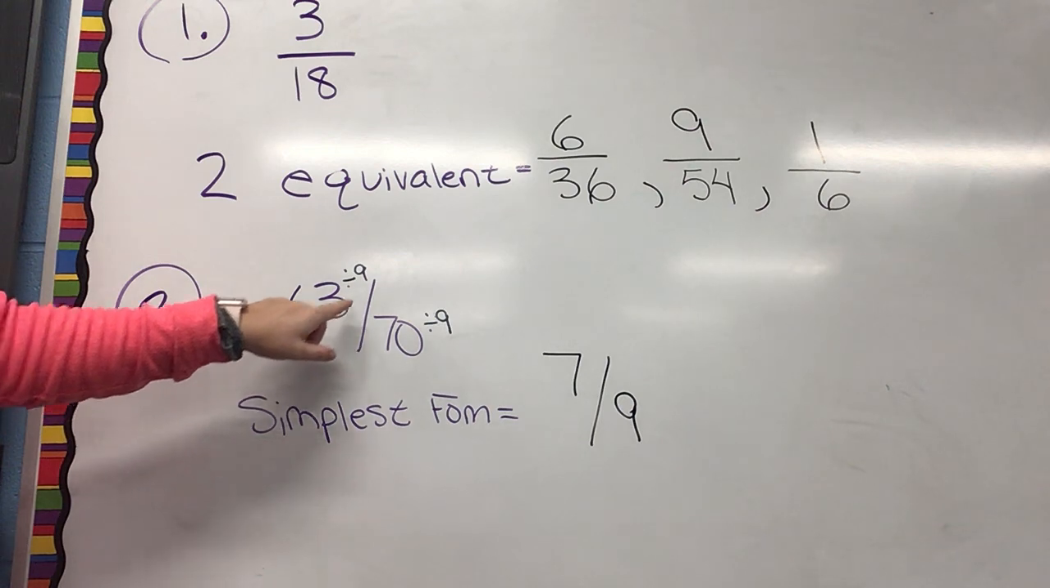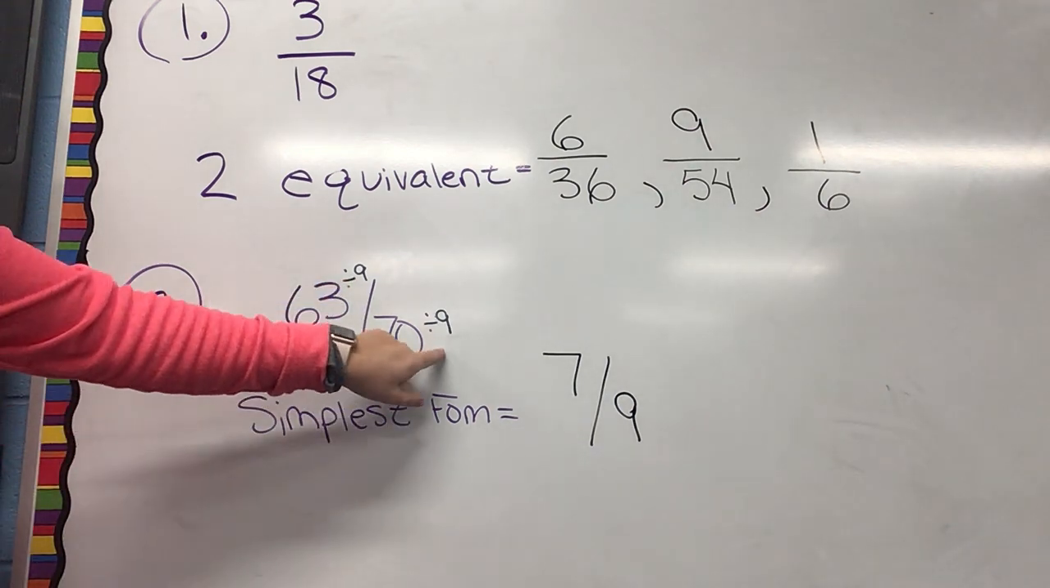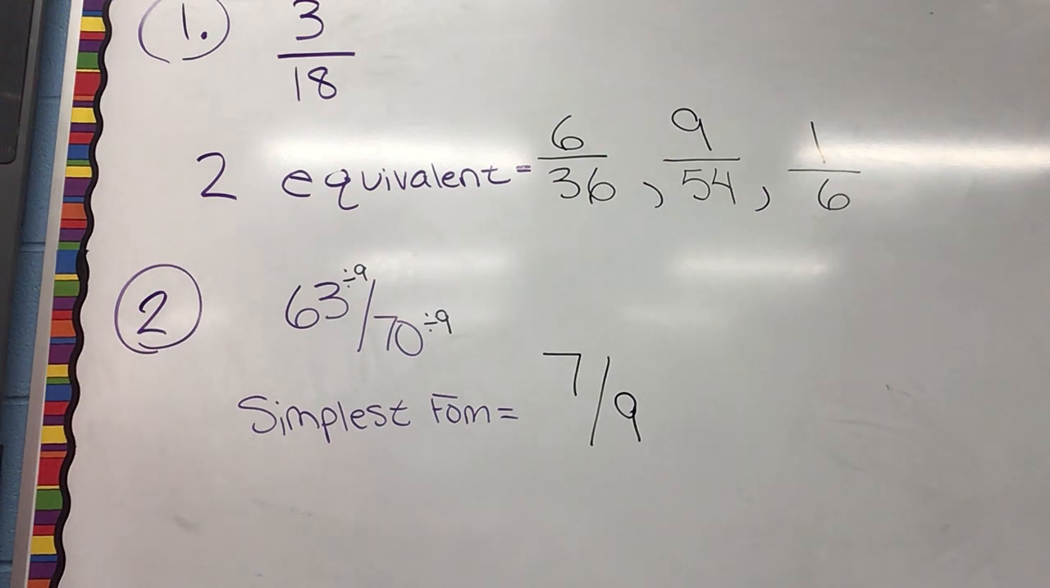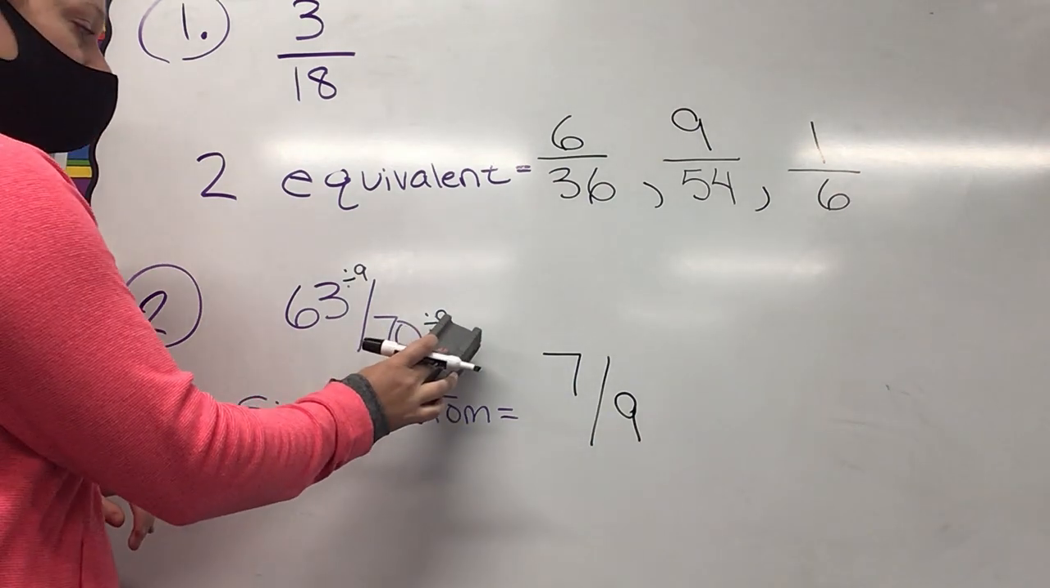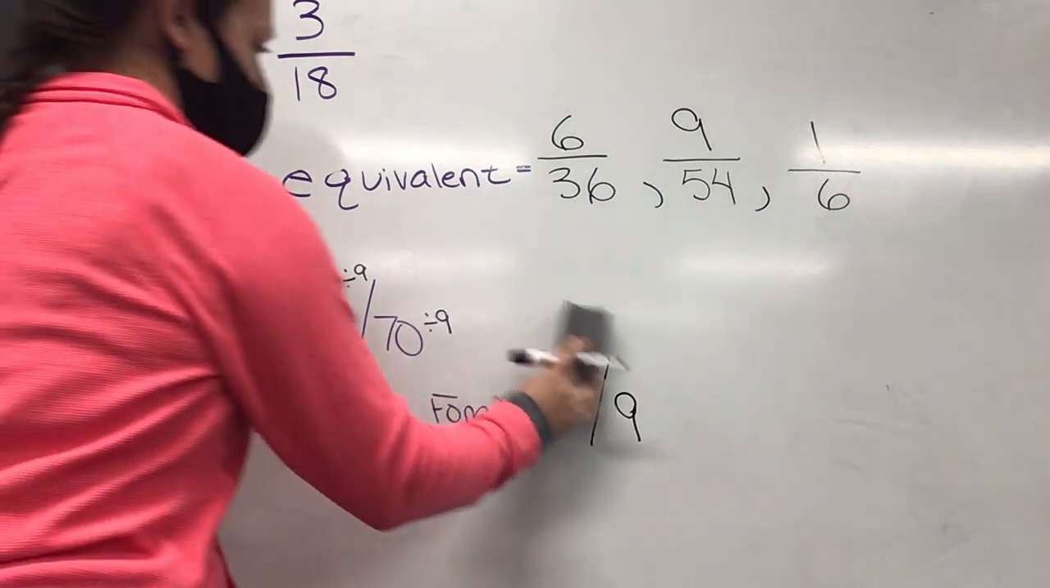What is 63 divided by 9? 7. What is 70 divided by 9? It's not 9. 8. It doesn't work. Very good. Ladies and gentlemen, we've got to know our math facts. So did 9 work? Could I divide them both evenly by 9? No.